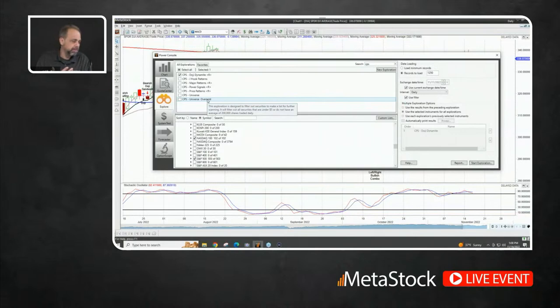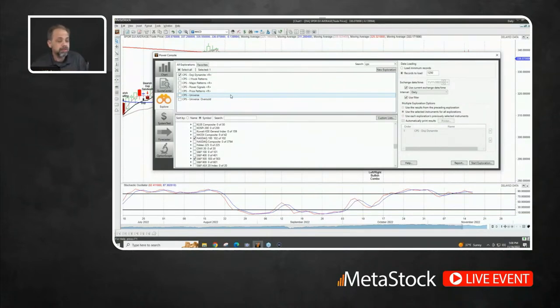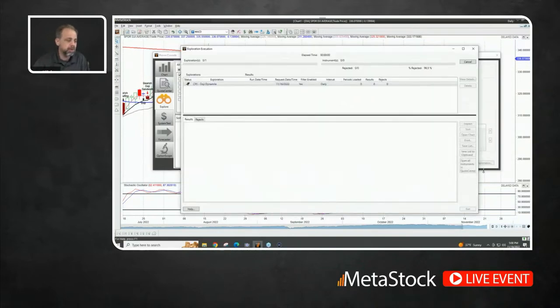There's 1, 2, 3, 4, 5, 7 total scans. I'm just going to run the CPS Doji Dynamite. One of the things that's really cool is where we get our data from, Refinitiv. They cover hundreds of exchanges globally. So I could come in here and run this scan against stocks in Asia, Europe, Middle East, South America, North America, whatever I want to do. To show you real fast, I'm going to do a couple of index constituents. I'm going to do the Dow Jones Industrial, and I'm also going to do the NASDAQ 100 and the S&P 500. And I'll have it start this exploration here.